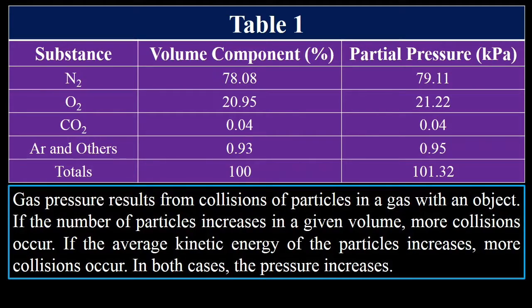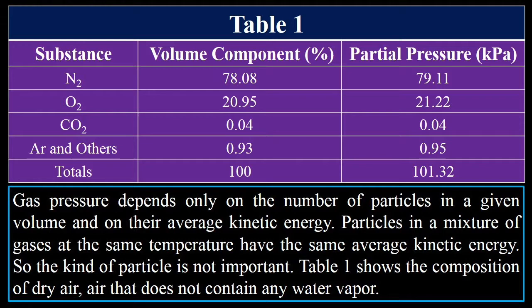Now, gas pressure results from collisions of particles in a gas with an object. If the number of particles increases in a given volume, more collisions occur. If the average kinetic energy of the particles increases, more collisions occur. In both cases, the pressure increases. So you can see the substance, and then you can see the volume component in terms of percentages and the partial pressures of each. So it's pretty amazing. Gas pressure depends only on the number of particles in a given volume and on the average kinetic energy.